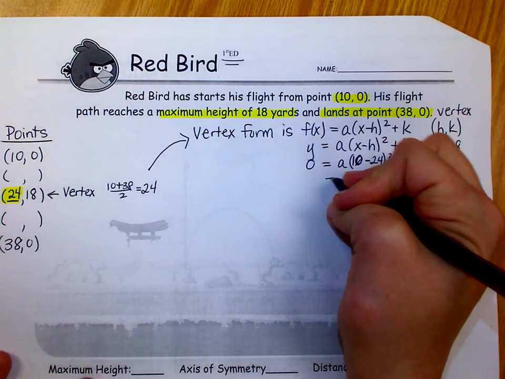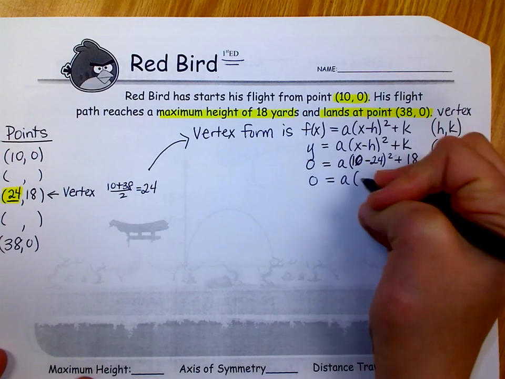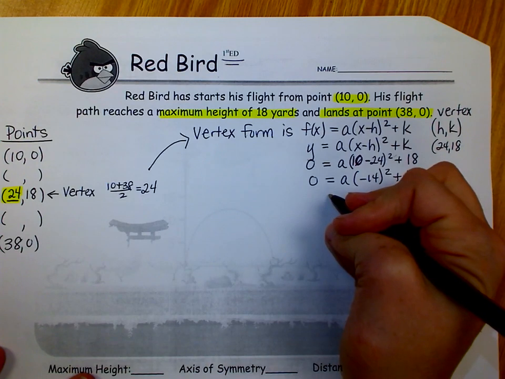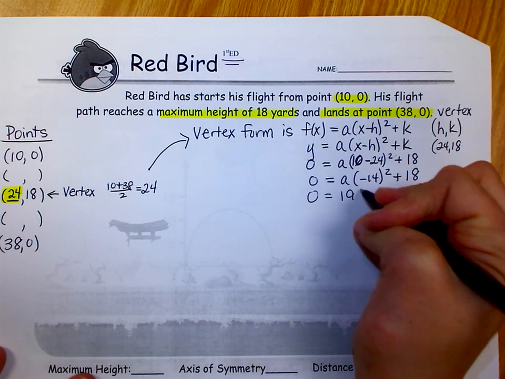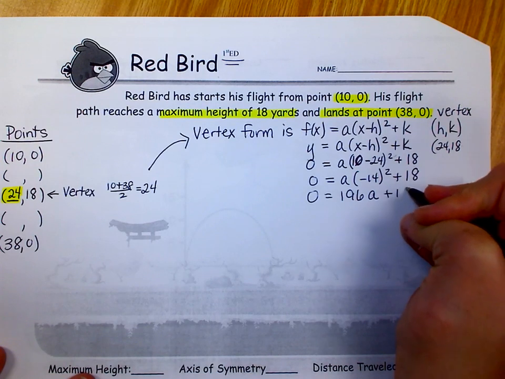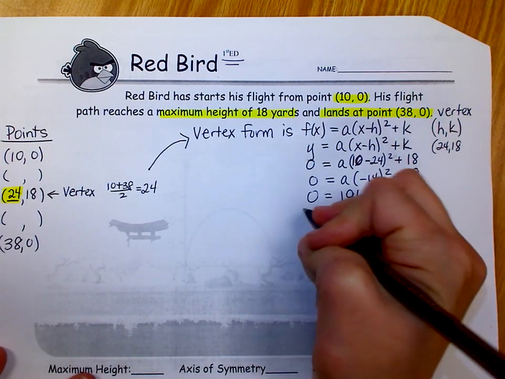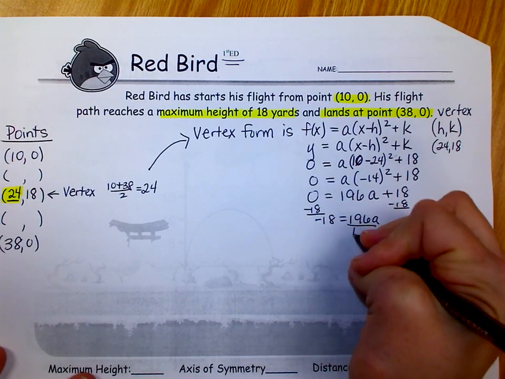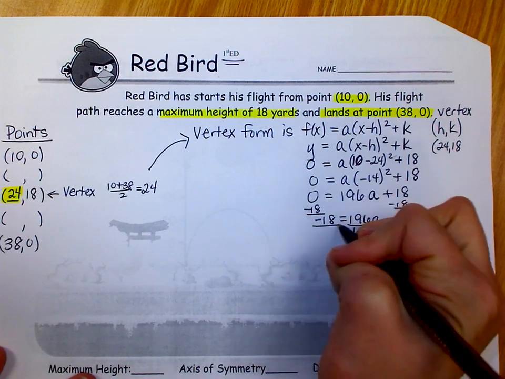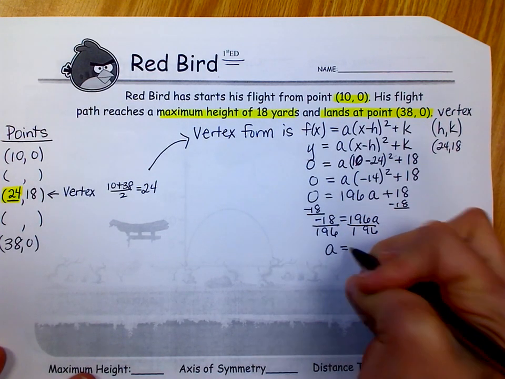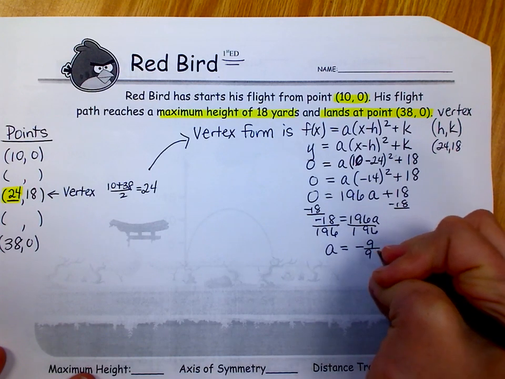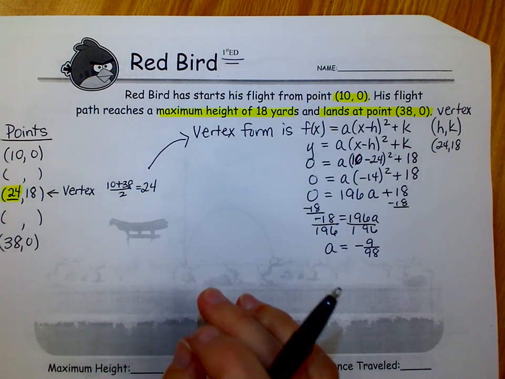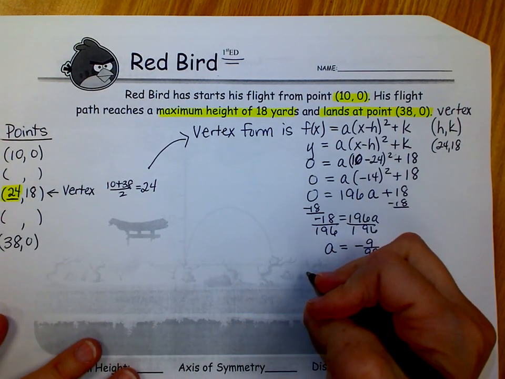Okay, so we continue to solve this problem, and what you actually end up with is this right here. And when you square that negative 14, we have 0 equals 196a plus 18. Continue to solve for the variable. And a equals negative 9 over 98 when you reduce that negative 18 over 196. So it's a little unusual, but that's actually our a value. So what we now have is an equation in vertex form.